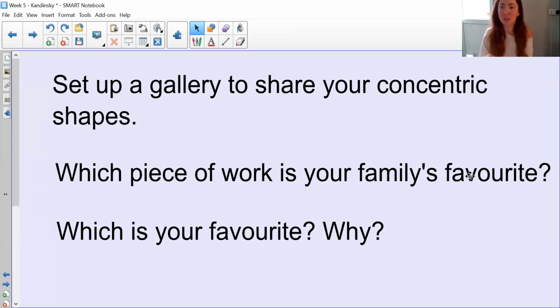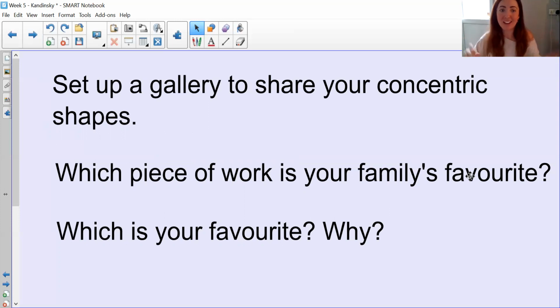But if you are watching right to the end of this video, it would be great if you could use a different selection of mediums. So you might choose to use paint for one, you might choose to use crayons for another, felt tips for another, colouring pencils for another, just to explore the different mediums. But when you have finished, it'd be lovely if you could set up a gallery to share your concentric shapes and have a go at taking some photos to send into the Year 1 email account so that we can have a look at your amazing work.